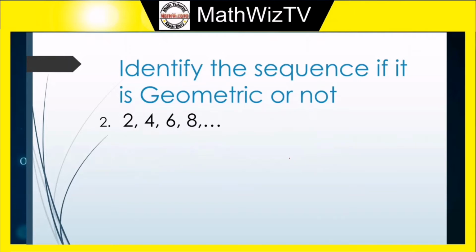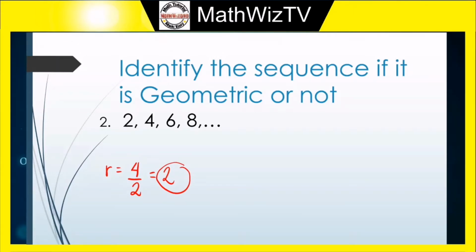Okay, next, number 2. So as we can see, we have 2, 4, 6, 8, and so on and so forth. Can we say that this one is a geometric sequence or not? Let us try. So first, solve for R, which is the common ratio, and then get the second term, which is 4, and divide it by 2. So our 2 is our first term. 4 divided by 2 is equals to 2. Therefore, our common ratio is equals to 2.